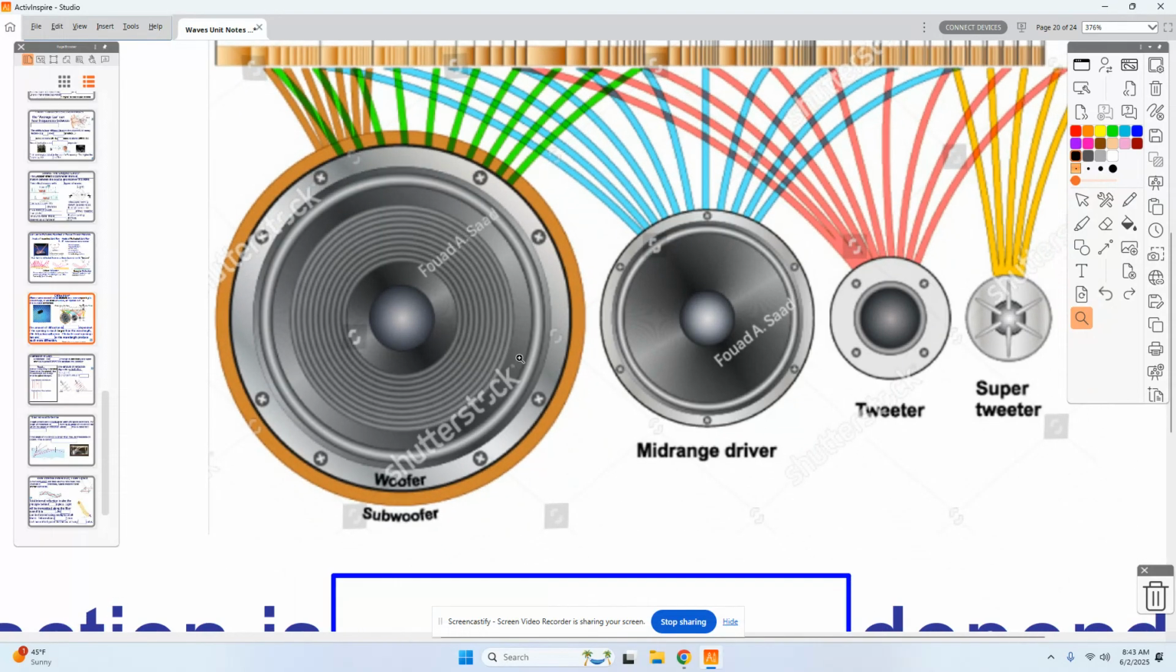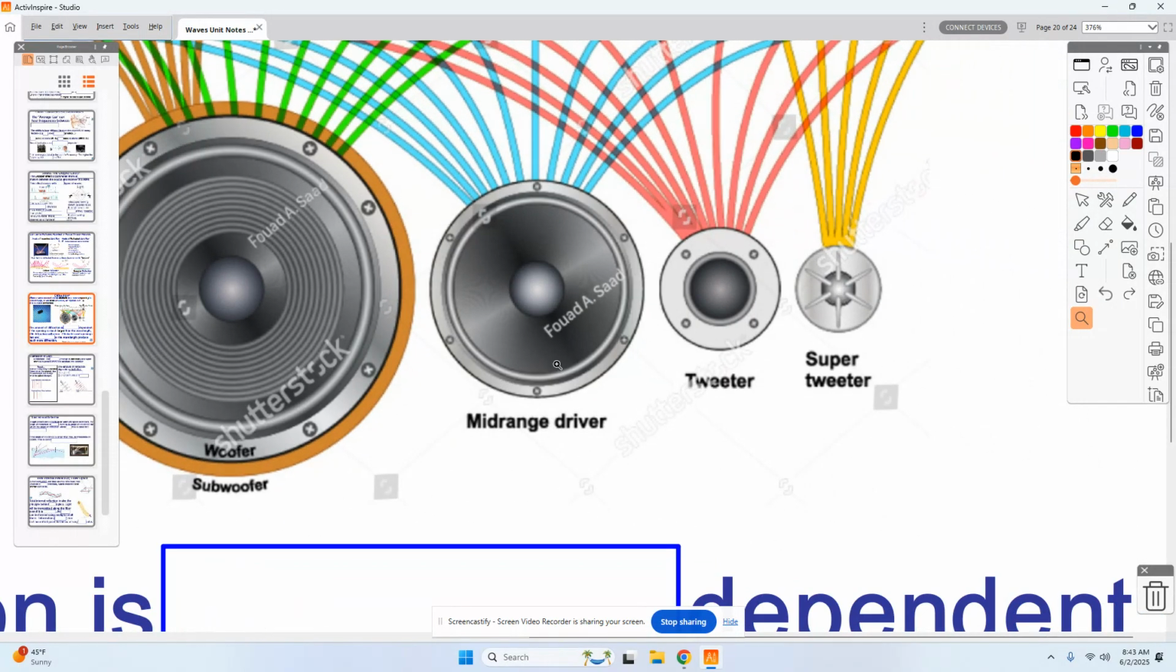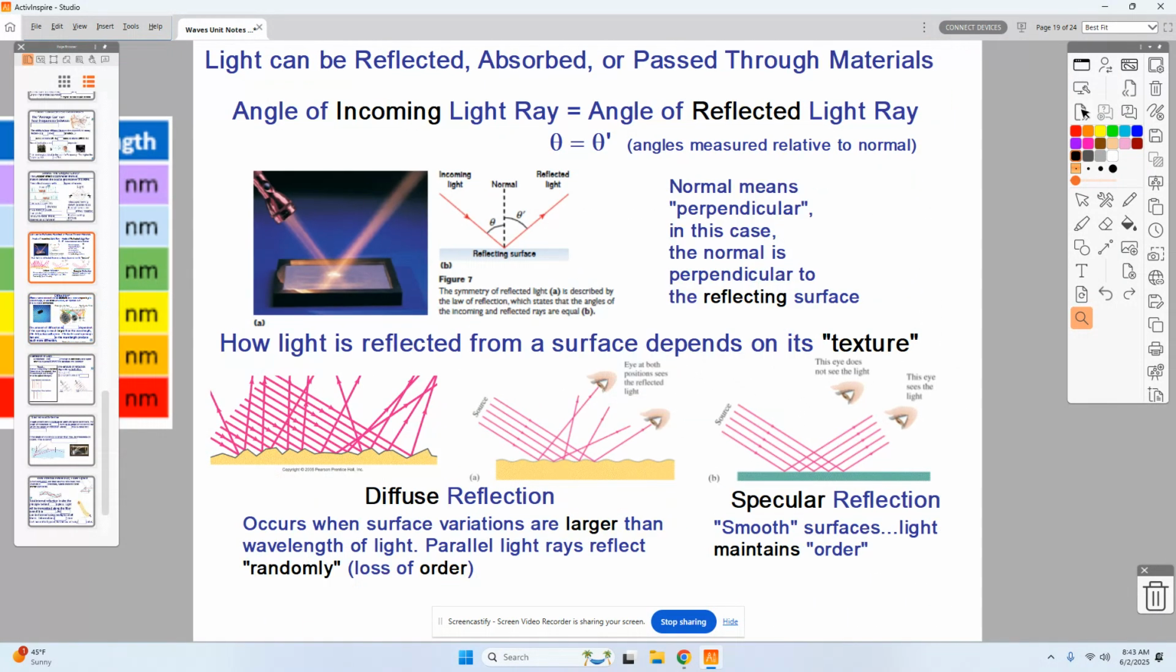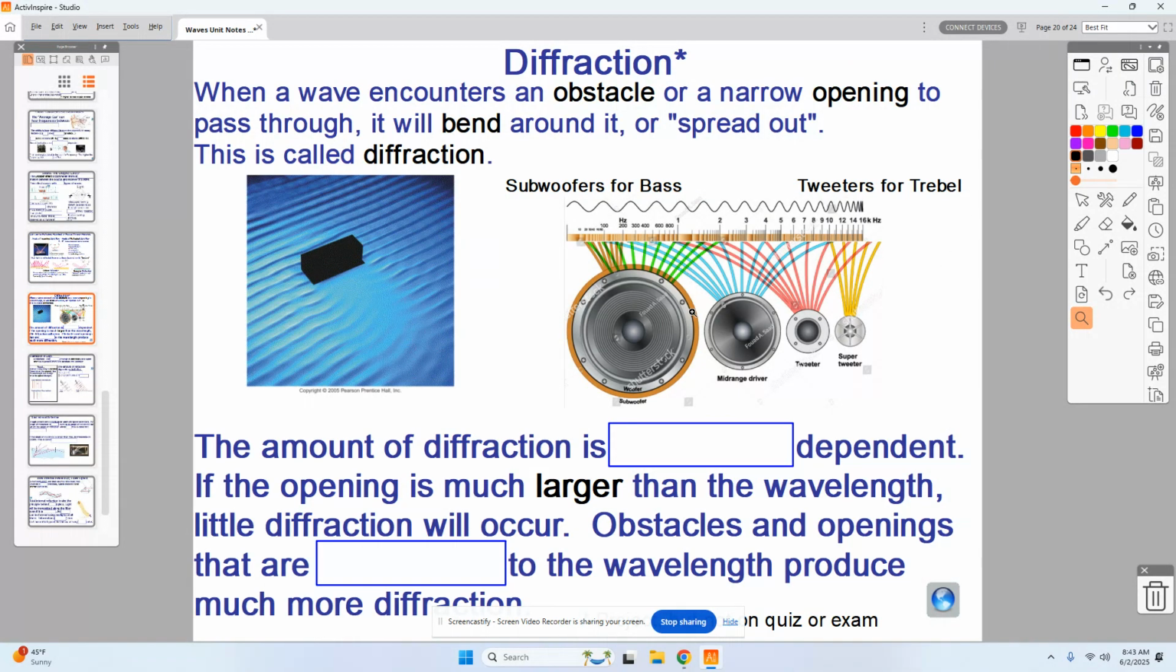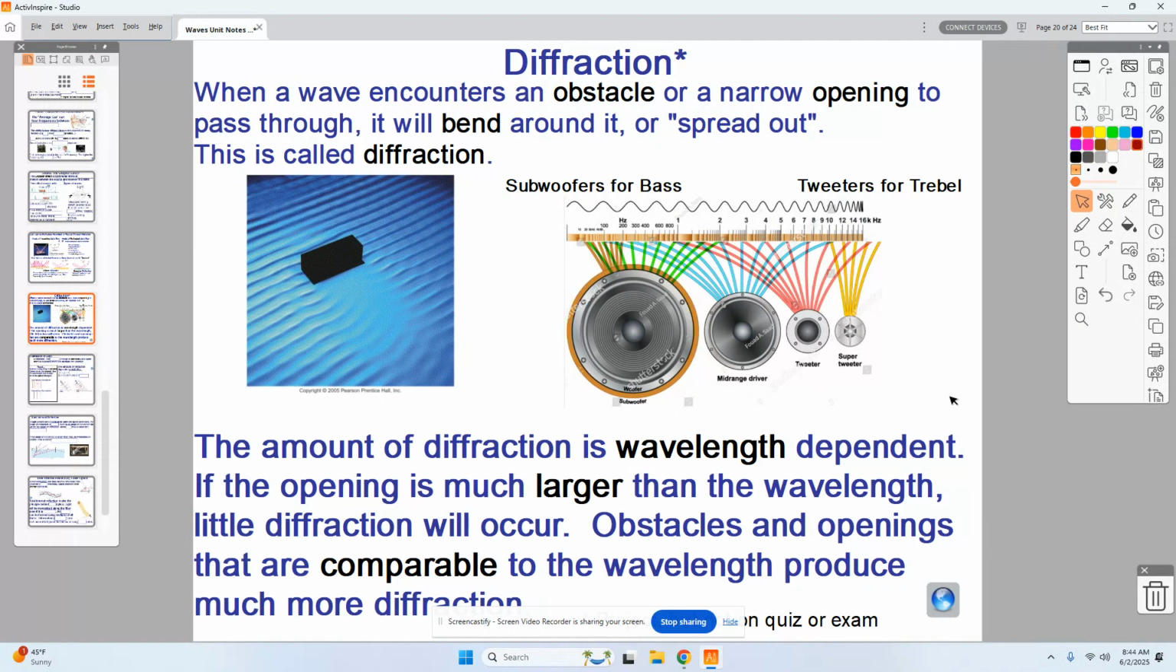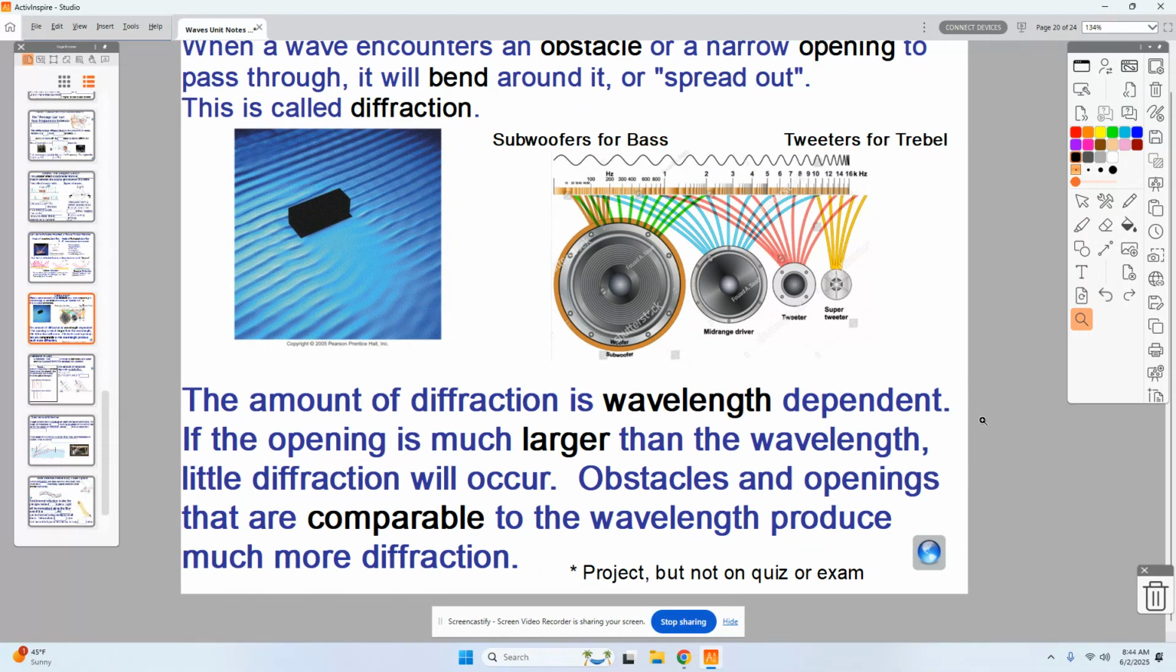So you would use subwoofers to produce your bass, maybe your mid-range drivers, your tweeter, and your super tweeter to do your higher frequencies. If any of you have very good speaker systems in your home or in your car, they often have different size speakers so that you can have that sound diffract. The amount of diffraction is wavelength dependent. The closer the wavelength is to the size of the speaker, the more it's going to spread out. Obstacles and openings that are comparable to the wavelength will produce more diffraction. So again, diffraction is a bending or a spreading out of that wave.